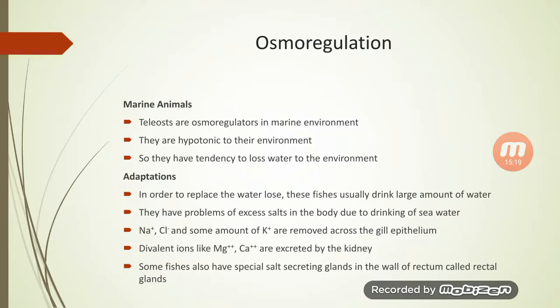And the ions like sodium and chloride and some of the potassium are removed across the gill epithelium. And the divalent ions like magnesium and calcium are excreted by the kidneys. So, in the marine environment, they need to hold more water instead of the salts because the salts are already abundantly present. These fishes also have special salt secreting glands, and these are called the rectal glands that I was already telling you. Rectal glands remove the salt remains from the body. Side by side, on and off, they remove the excessive salt which can harm the body of the fish which lives in the marine habitat.